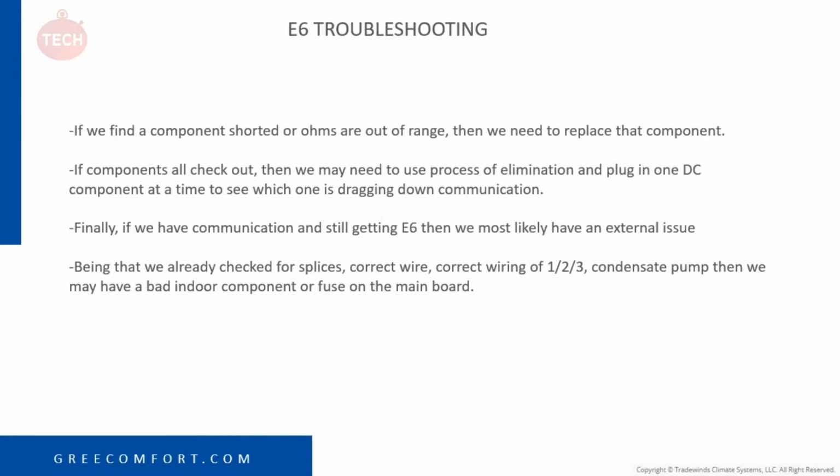If we find the component is shorted or out of range, of course, we need to replace that component. If the components all check out, then we may need to use a process of elimination and plug one DC component in at a time to see which one is dragging down communication. For example, with power off already and the board discharged, we're going to plug in your EEV, turn power on, and check your communication. If communication is 55 volts, then we know, okay, it's not that. Then turn power off, wait 10 minutes for that to discharge, and then plug in your next component.